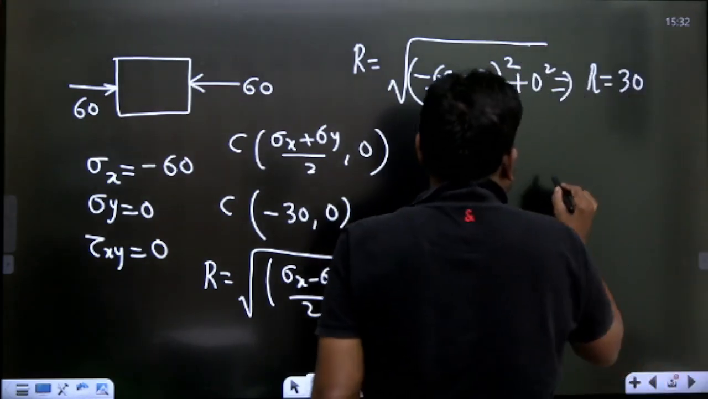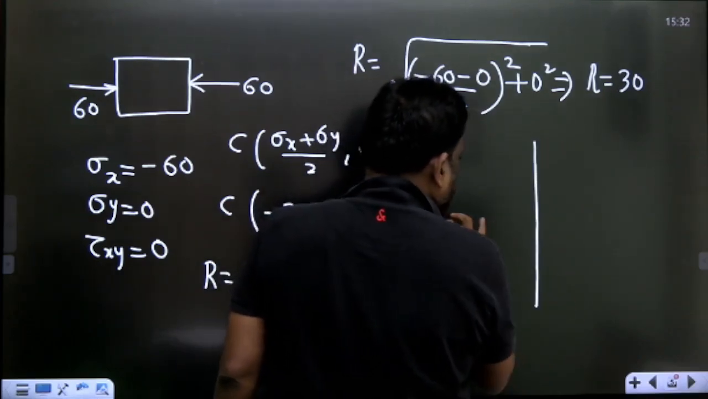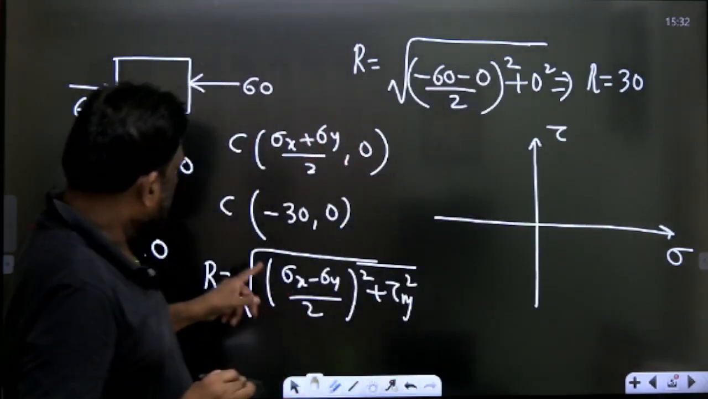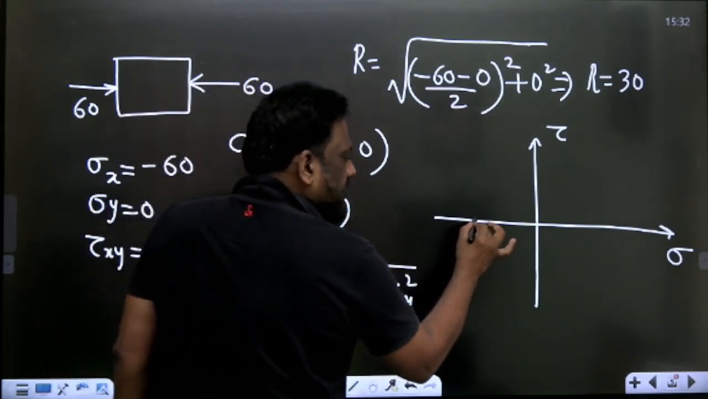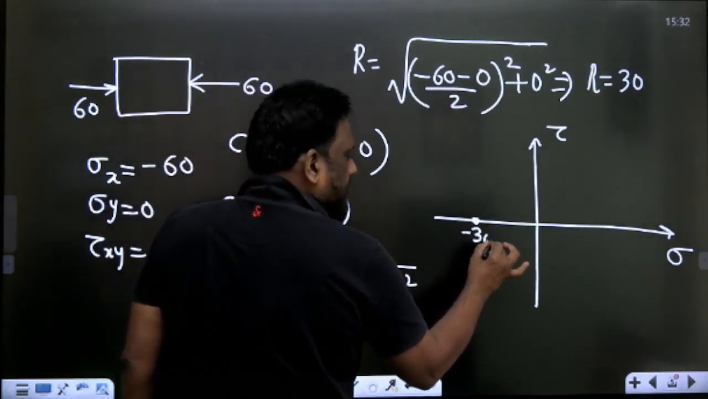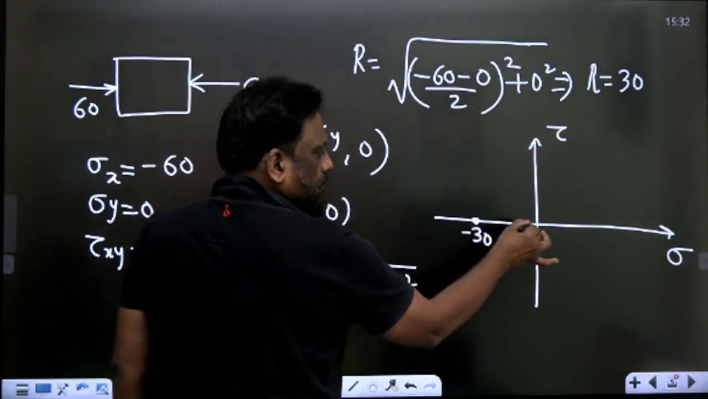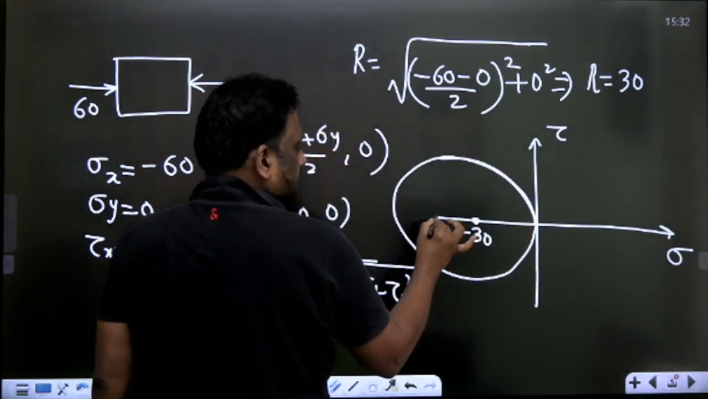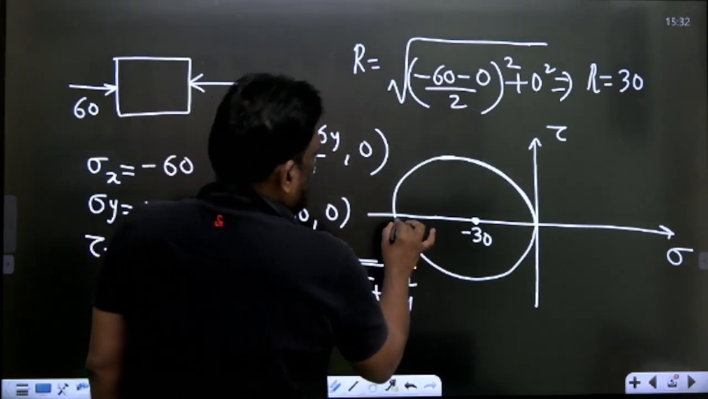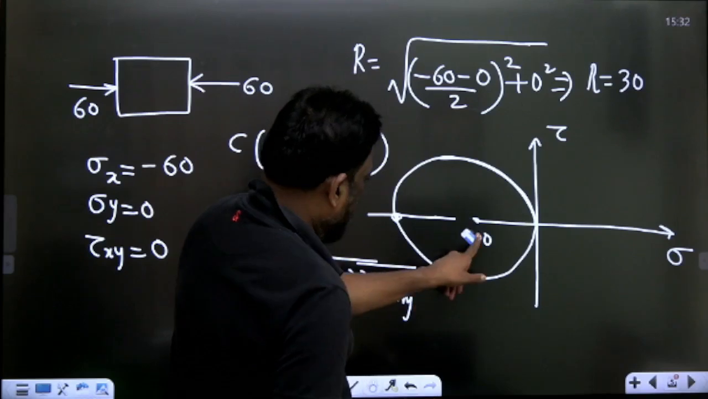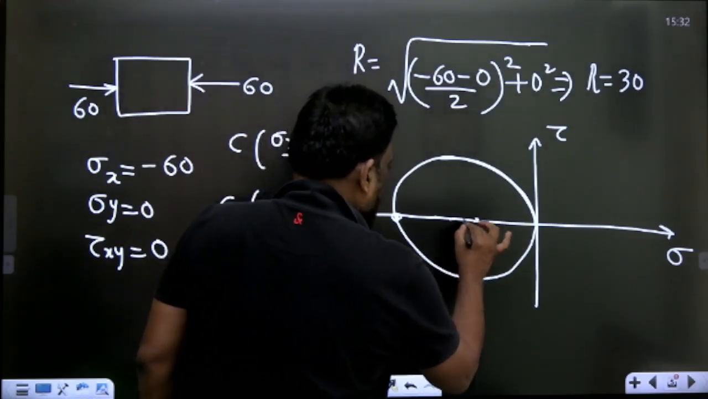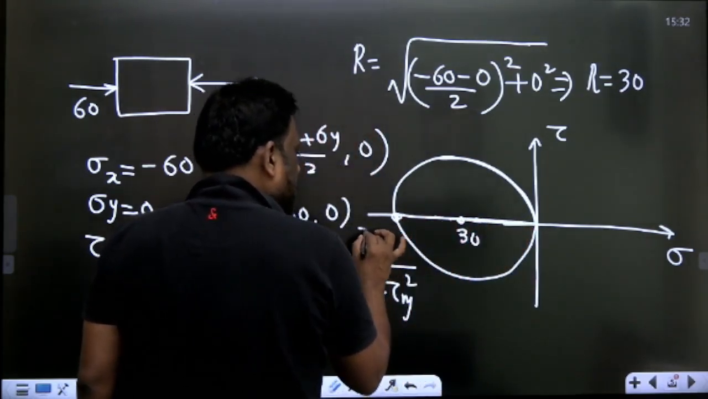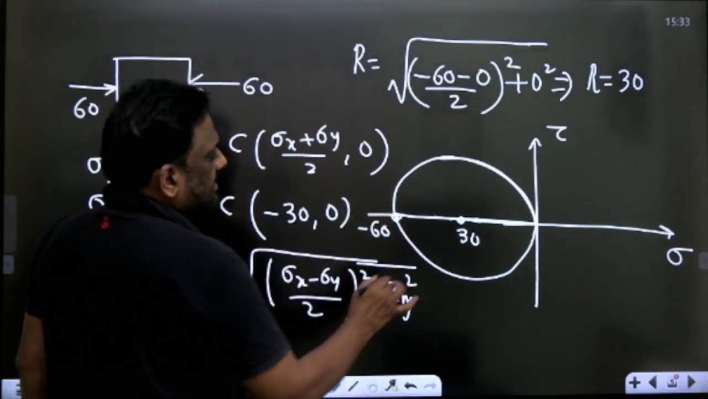So if you draw the Mohr circle, it will be like this. There is a normal stress axis and a shear stress axis. The center is minus 30, 0, and the radius is also 30. So the circle will be something like this. This is the Mohr circle. This is 30, this is 30, and this is minus 60. Now, this is the center.